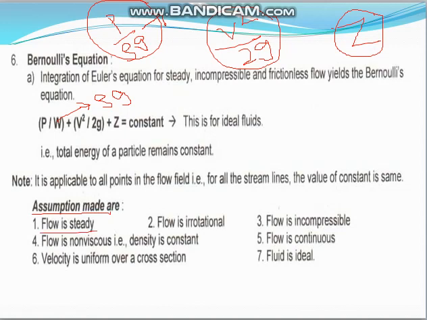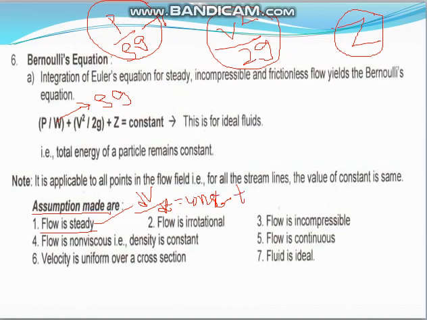So another one is the flow is irrotational. Here, the first assumption is that the flow is steady. I told you that in the previous classes. Steady means at a point in a fluid motion, the fluid characteristics like velocity and acceleration do not change with respect to time. That will be constant, it does not change with respect to time. It's nothing but steady.